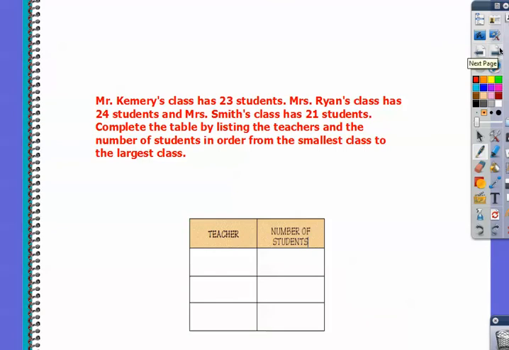This is a pretty simple one. You might see some word problem where it says Mr. Kemery's class has 23 students, Miss Ryan's has 24, and Mrs. Smith's class has 21 students. Complete the table by listing the teachers and the number of students in order from the smallest class to the biggest class, or the largest class. So once again, I'm just going to put a K for Kemery, an R for Ryan, and an S for Smith.